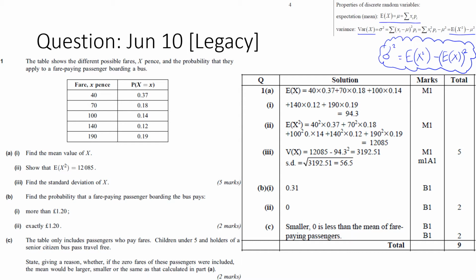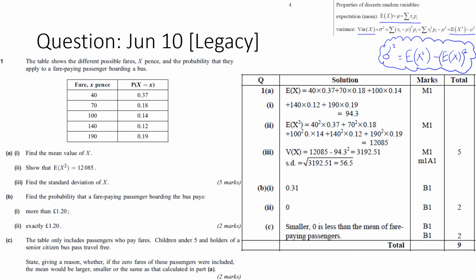More than £1.20. £1.20 is 120 pence. There are two options, so 140 and 190. Add those two together, hence 31%, 0.31 as a probability for more than 1.2. Exactly 1.2 is not an option. It's not one of our listed options. Therefore, it is impossible to get exactly 1.2.